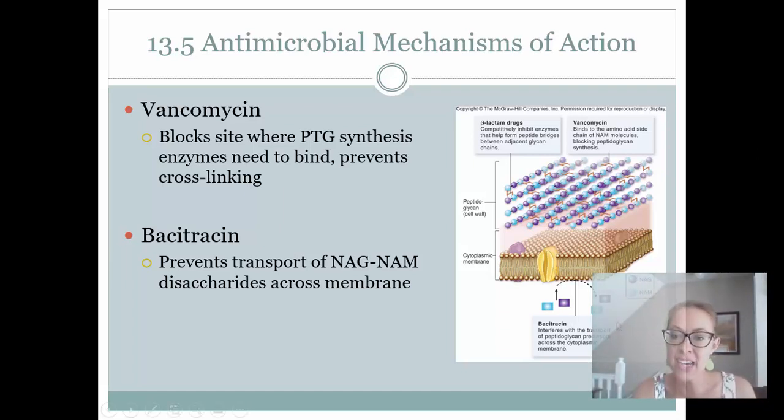Bacitracin works inside the cell, and it prevents the NAG and NAM disaccharide from actually getting out of the cell to where our cell wall is going to be assembled. So if you think of those individual NAG and NAM as like bricks, if you don't have the bricks, you can't build a wall. So bacitracin keeps those components inside the cell, and they're not available to build that wall.